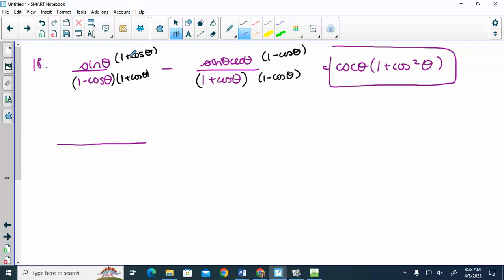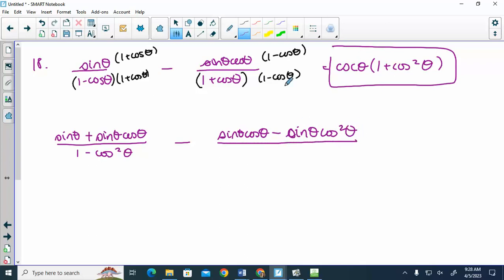So if I distribute sine theta times 1, sine theta plus sine theta cosine theta. Denominator, if you FOIL, you get 1 minus cosine squared theta. Second fraction, sine theta cosine theta times 1, just sine theta cosine theta, minus sine theta cosine theta times cosine, so that's sine theta cosine squared theta, over denominator 1 minus cosine squared theta.